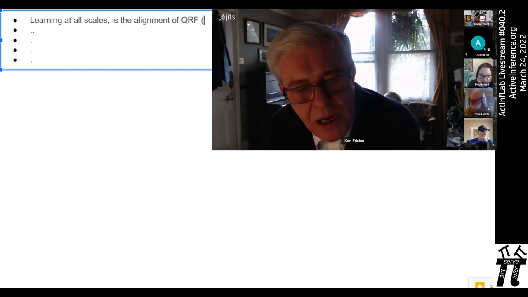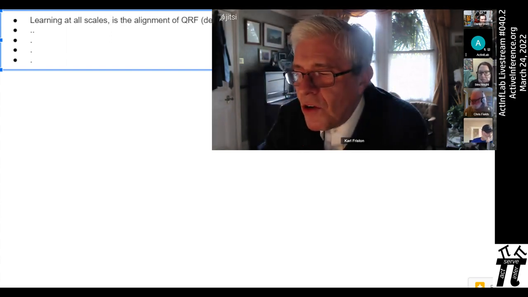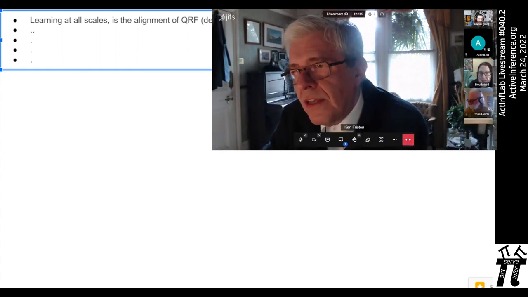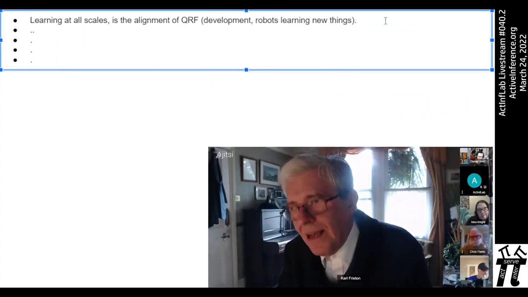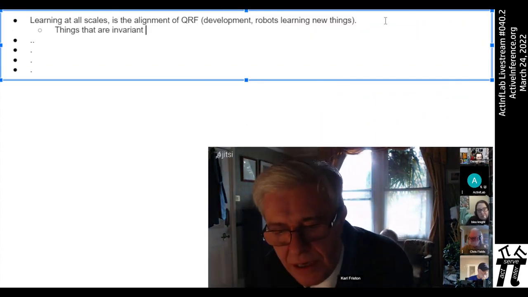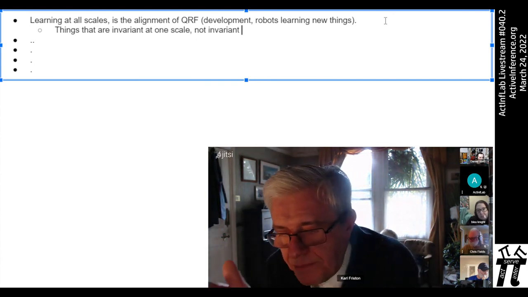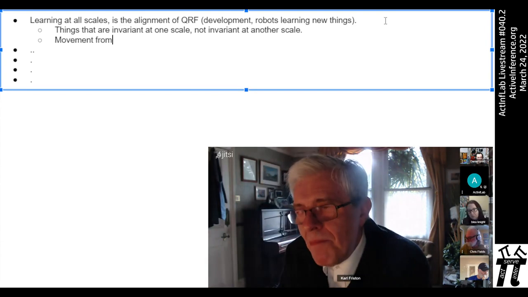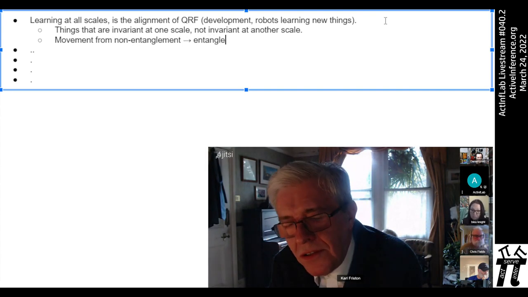If you remove a limb, or a child learning to make sense of its world, then you could look at the slow process of alignment of the QRFs, the things that are invariant over the faster timescales at which there is classical information exchange on or in the holographic screen, as simply movement from a state of disentanglement to a state of entanglement as you become better and better at predicting. But to become better at predicting, you have to align your QRFs.